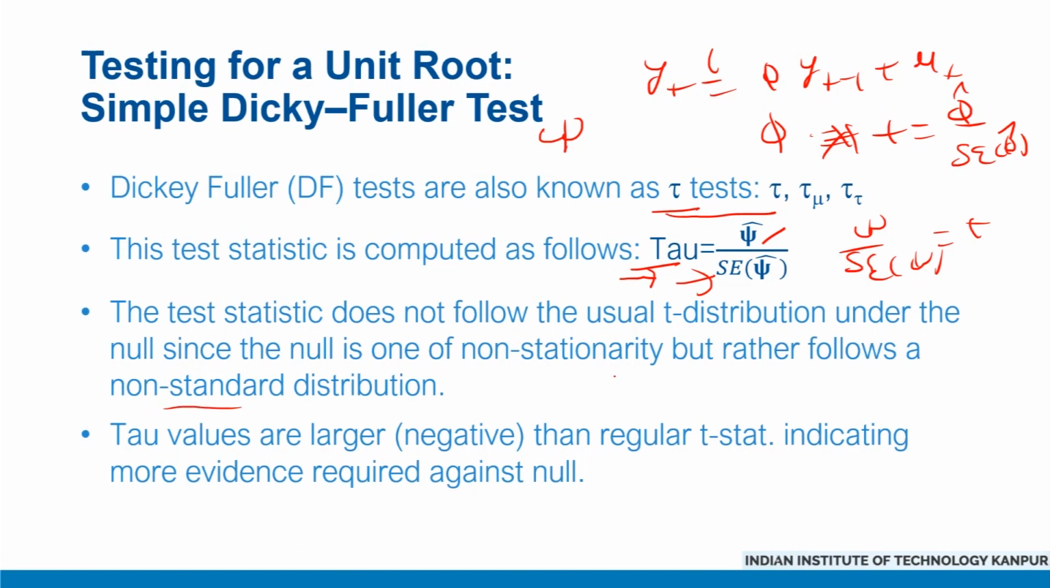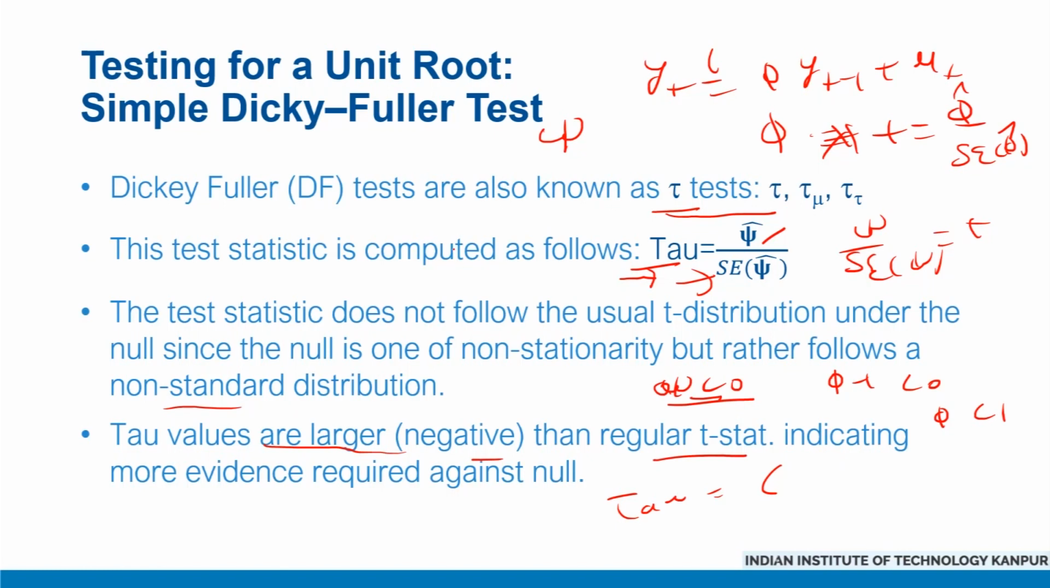And like I said, because we are rejecting the null when psi is less than 0, which means phi minus 1 is less than 0, or phi less than 1, in other words, the tau values corresponding to this alternate hypothesis are larger negative. In terms of magnitude, they are larger than the regular t-stat. That means they are larger negative because we are looking at negative values to reject the null. And essentially, in economics and finance sense, these larger tau values indicate that we are requesting more evidence while rejecting the null of non-stationarity.